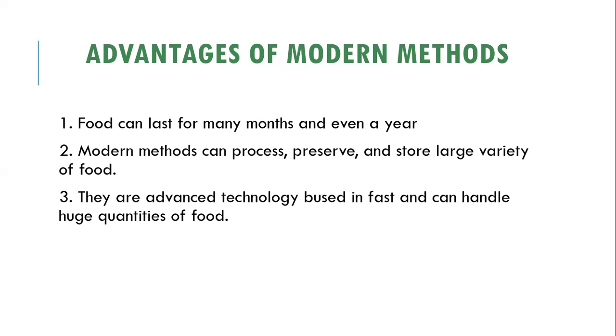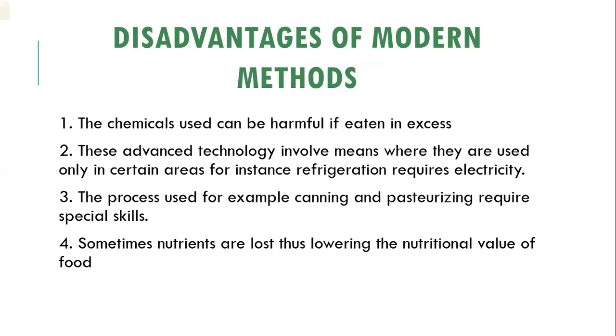The third one is that they are advanced technology, fast, and can handle huge quantities of food. So the modern methods are very advanced technology methods whereby they can store and preserve the food fast and handle large quantities of food, compared maybe to the traditional methods, where there are certain amounts of food that you can preserve. In terms of the disadvantages, the chemicals used can be harmful if taken in excess. So there are some chemicals used in preservation which, if consumed in excess, can be harmful to our health.